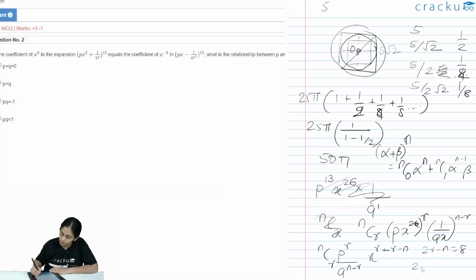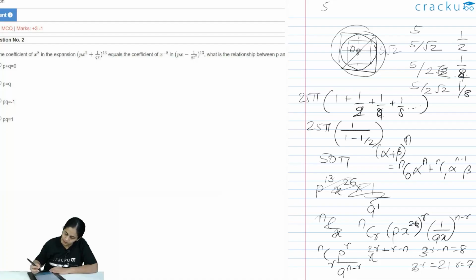So this is 2r... no, this is 2r plus r. So this is 3r minus n is equal to this. So n is 13, so this is equal to 21. R is equal to 7.